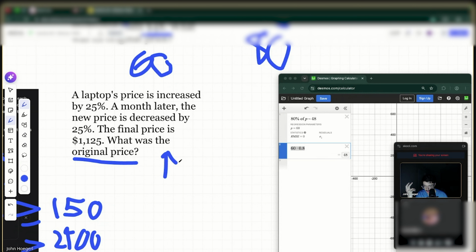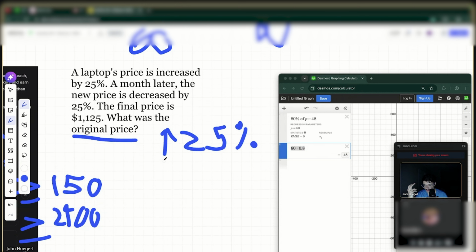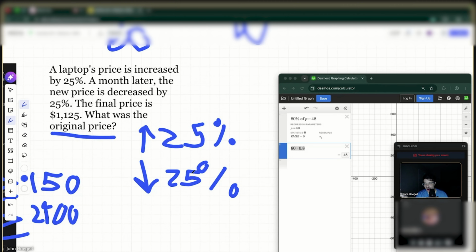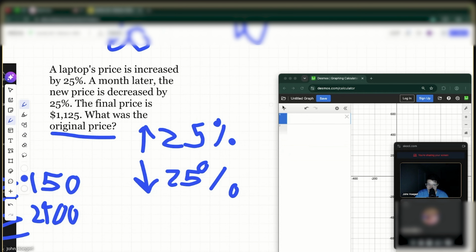So increase by 25%, first thing. Then decrease by 25%. And then what is the original price? If you don't really know how percentages work, you may just think, wouldn't it still just be 1125? Unfortunately, that's not how percentages work, because when you increase it, it's different from decreasing it. So I would do the same thing here. I would say P, and since we're increasing, we can say 125% of P.